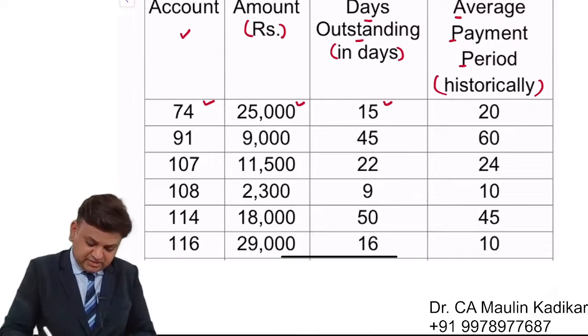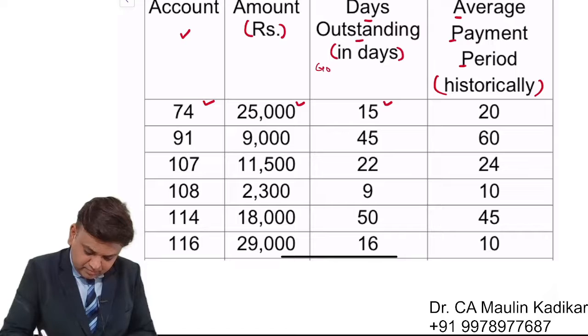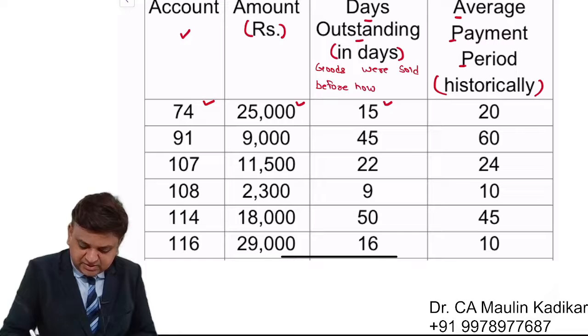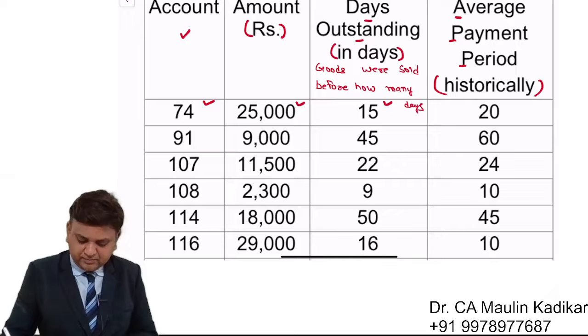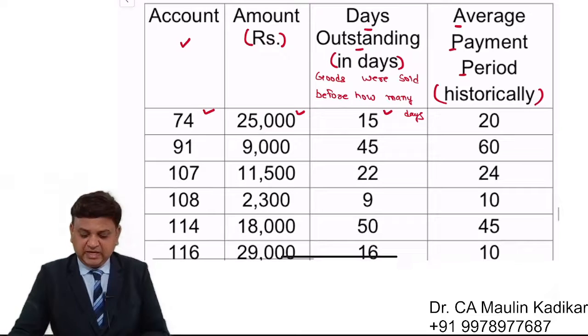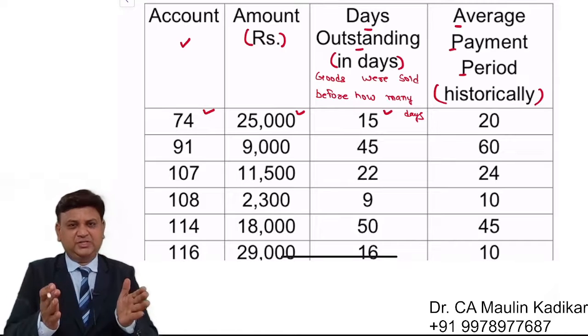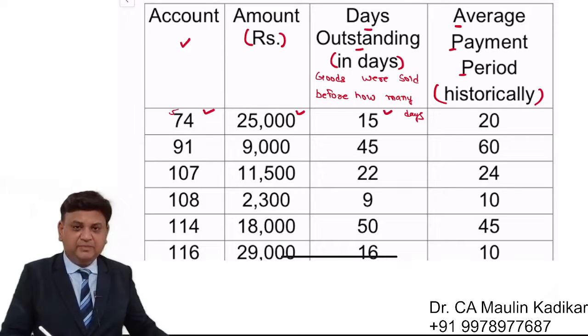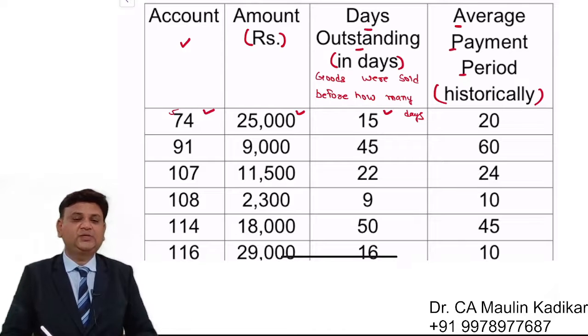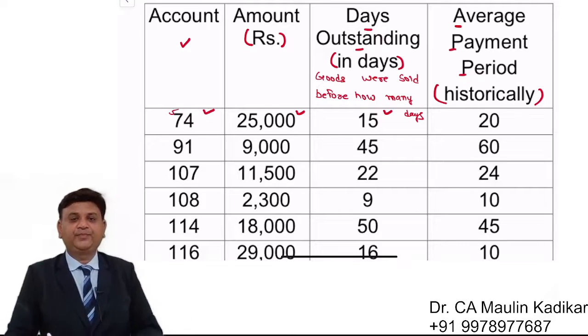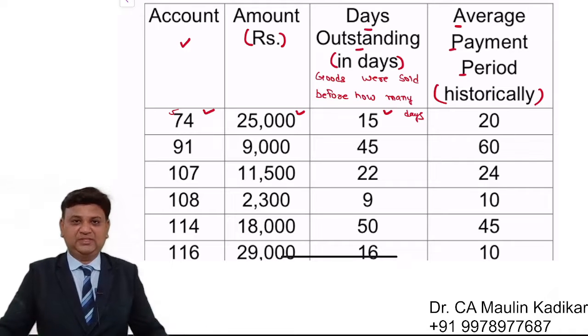Days outstanding means goods were sold before how many days? That is what it has a meaning. Average payment period historically means that on an average, when does this customer make payment for the bills? That is what was provided to us. I request all of you to go through the question, please.